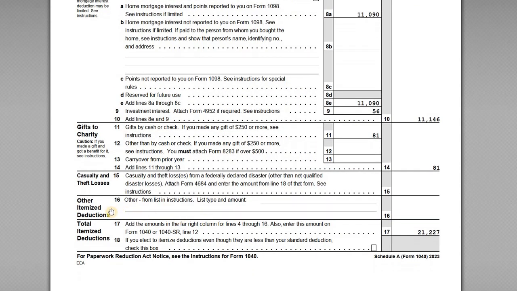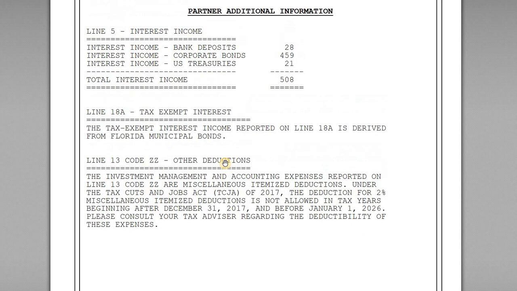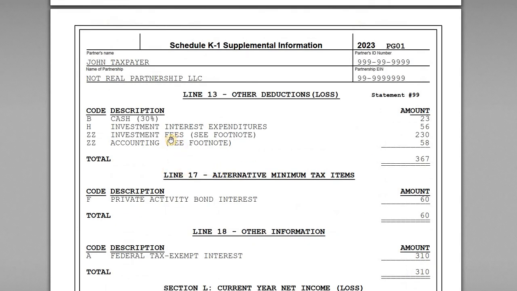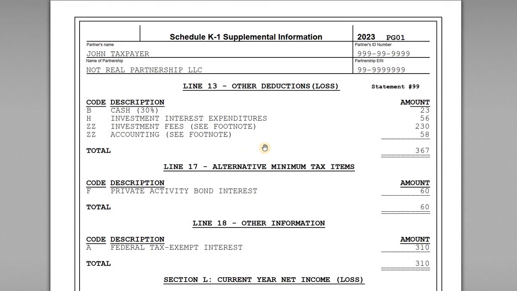fees, those could get reported down here on line 16. So they were deductible to the extent they exceeded 2% of your AGI. But after the Tax Cuts and Jobs Act was passed, they repealed those. So these are still expenses that are incurred by the partnership, right? The partnership pays for investment management fees, they pay for accounting fees, but because this is an investment entity, those deductions generally aren't going to be deductible by an individual taxpayer.